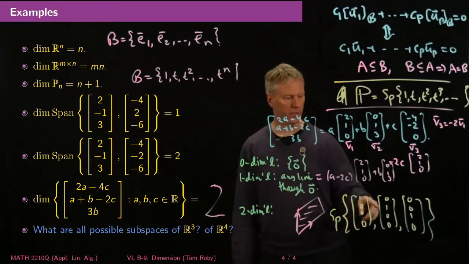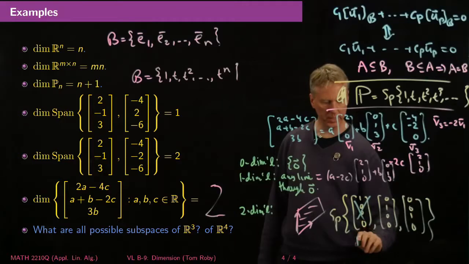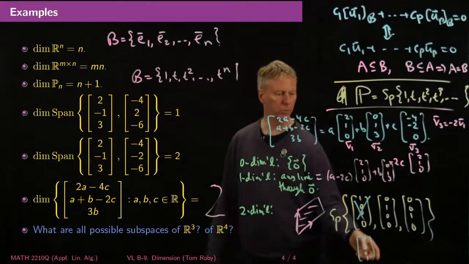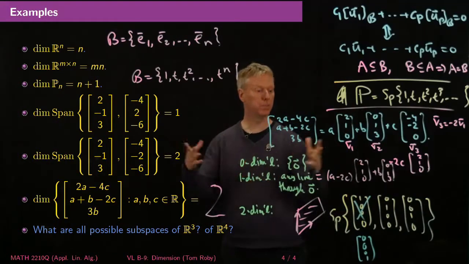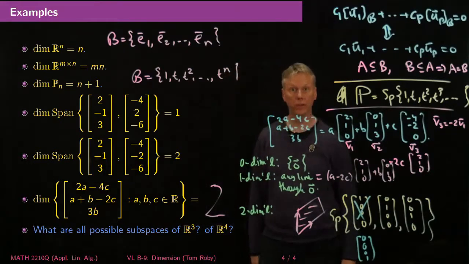I could throw this vector out, (1, 0, 0, 0), and replace it instead with (0, 0, 0, 1), and I get a completely different three-dimensional subspace of R4. One where the x coordinate was always fixed, but the y, z, and maybe time coordinate could all vary.